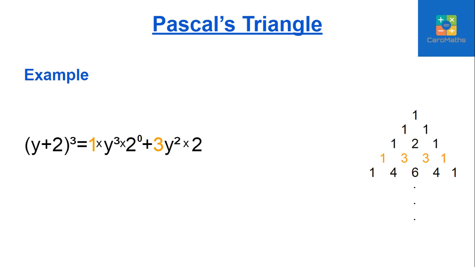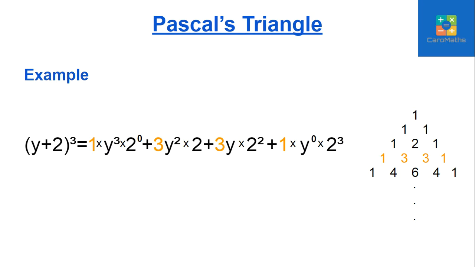For the third term, the coefficient again is 3, and we count down from y squared to get to y, and we count up from 2 to the power of 1 to 2 squared. So it is 3 times y times 2 squared. And finally, for the last term, the coefficient is 1, and we count down from y to the 1 to y to the 0, and we count up from 2 squared to 2 cubed. So it is plus 1 times y to the power of 0 times 2 cubed.